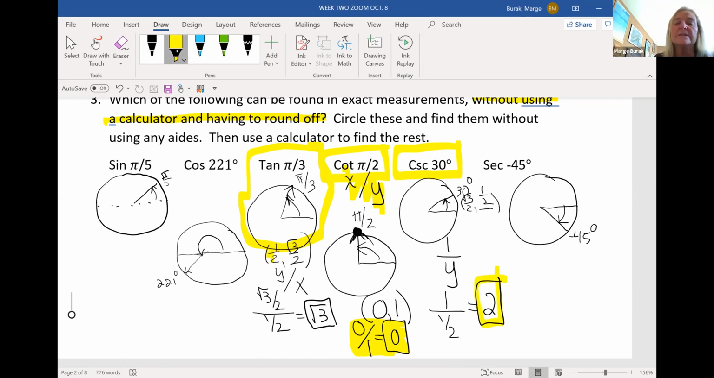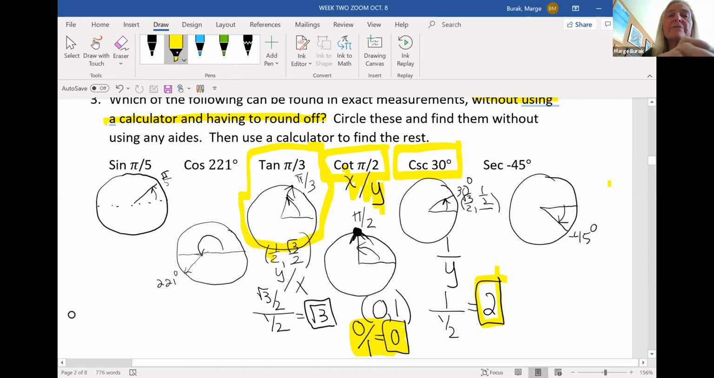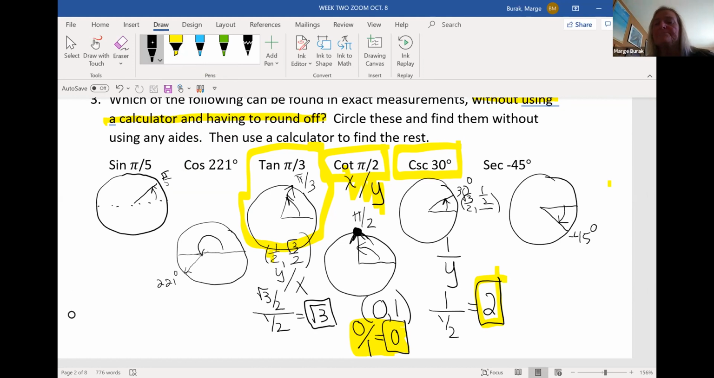The reason I'm giving you this is because if it's on the unit circle, you can find it without a calculator. Well, let's do this one: the secant of negative 45 degrees. That's also on the unit circle, okay? So what does secant mean?